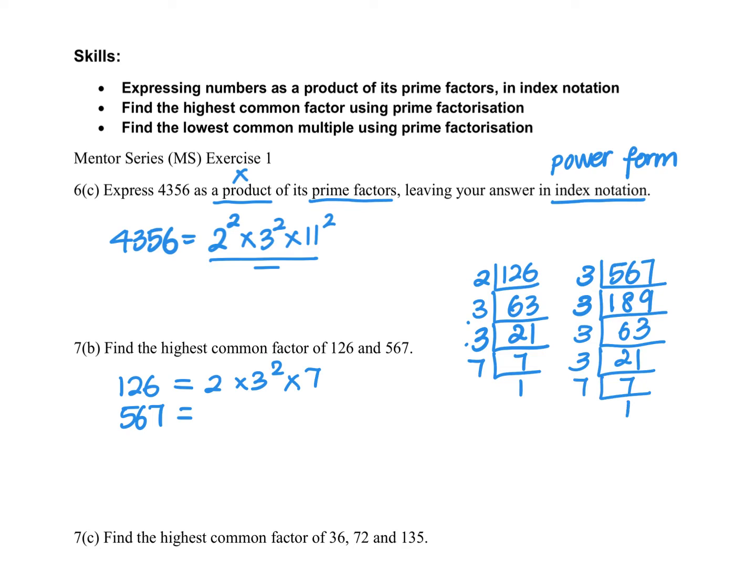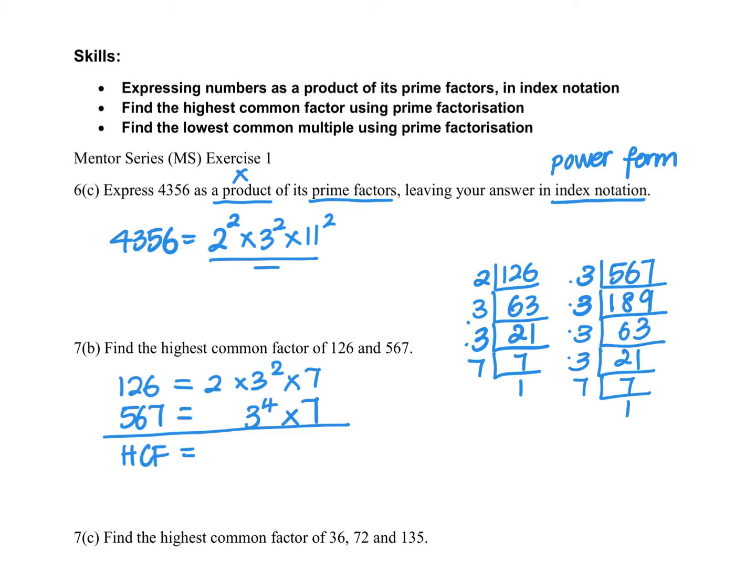So this means 567 can be expressed as 3 to the power of 4 times 7. Now I want to use these two prime factors methods to find the highest common factor. How do we find the highest common factor?